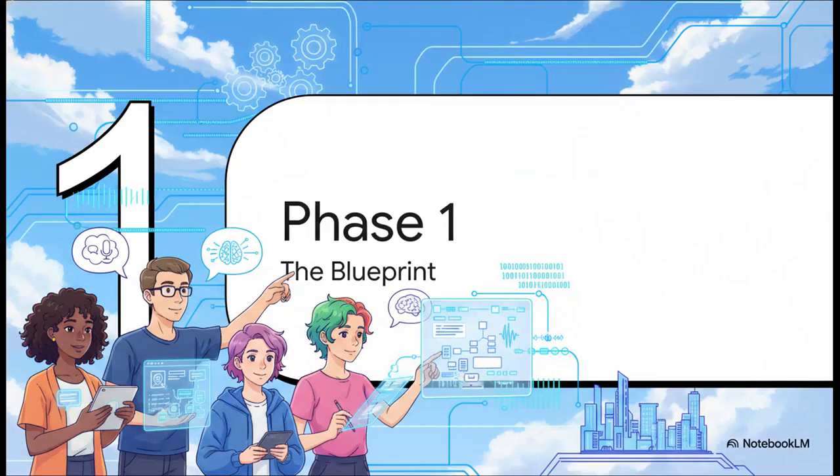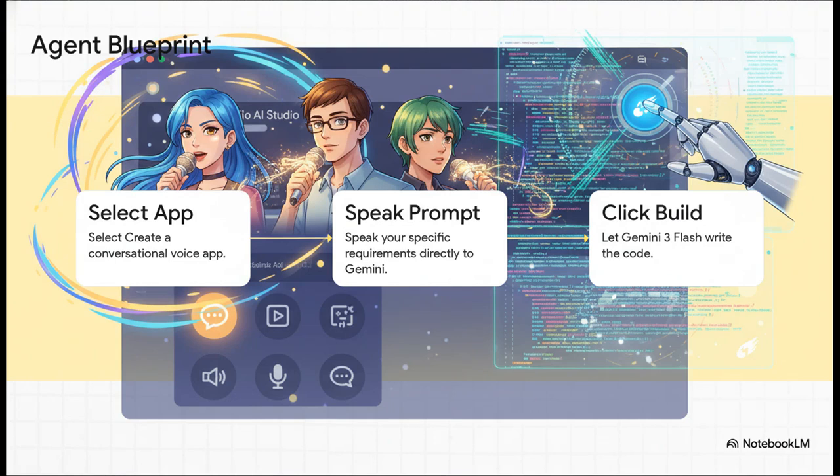So, Phase 1, the blueprint. Okay, so the absolute best part about setting up your agent here is that it requires zero complex back-end coding, none. When you open Google AI Studio, you'll see a whole bunch of capabilities, stuff like video understanding or transcribing audio. But for this specific walkthrough, you're just going to select the option to create a conversational voice app.